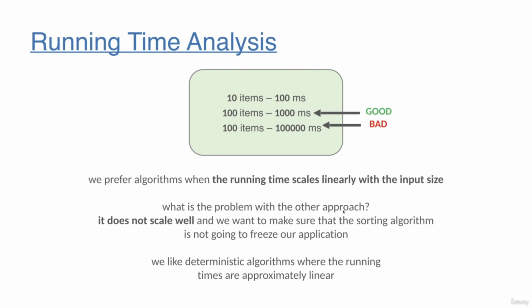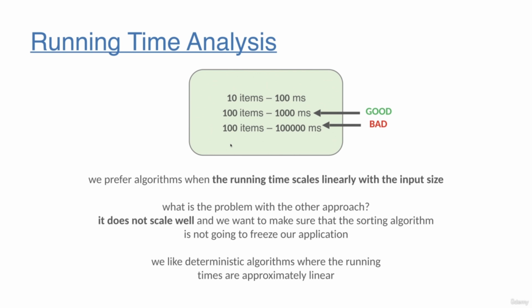The main problem with the second approach is that it doesn't scale well, and we want to make sure that the algorithm is not going to freeze our application. For example, we would like to search for a given person on Facebook. Of course, Facebook has several billions of users. You may guess that the search algorithm must be fast because otherwise we have to wait for minutes for the application to find the given user. And of course, it is not going to work fine.